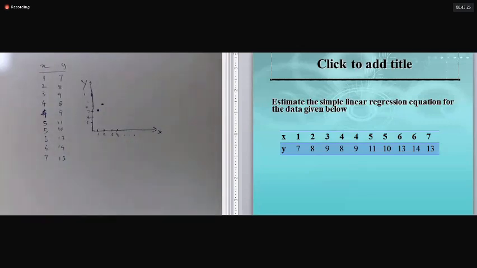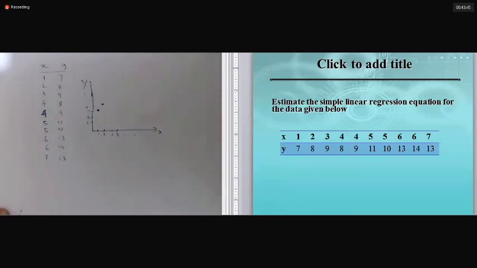Okay, so most of you have found that it is a positive relationship. So positive relationship means you can observe it from here also. When the value of x variable increases, you can see that there is a similar increasing value of variable y.